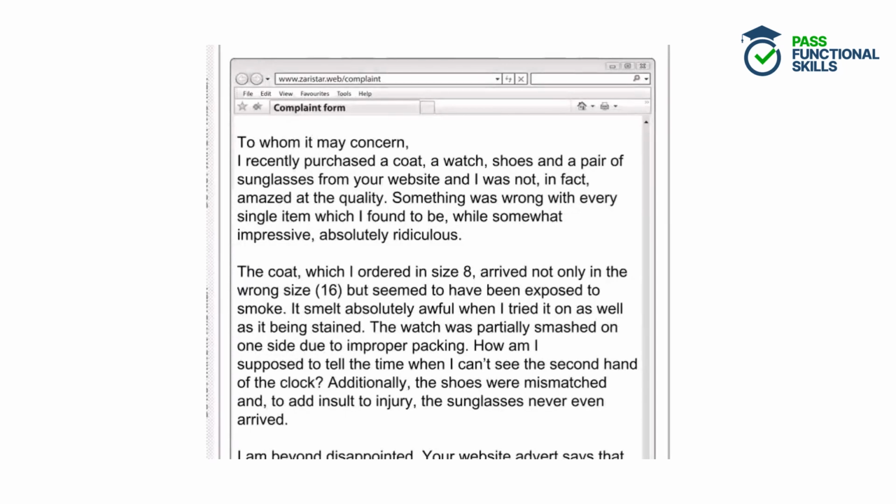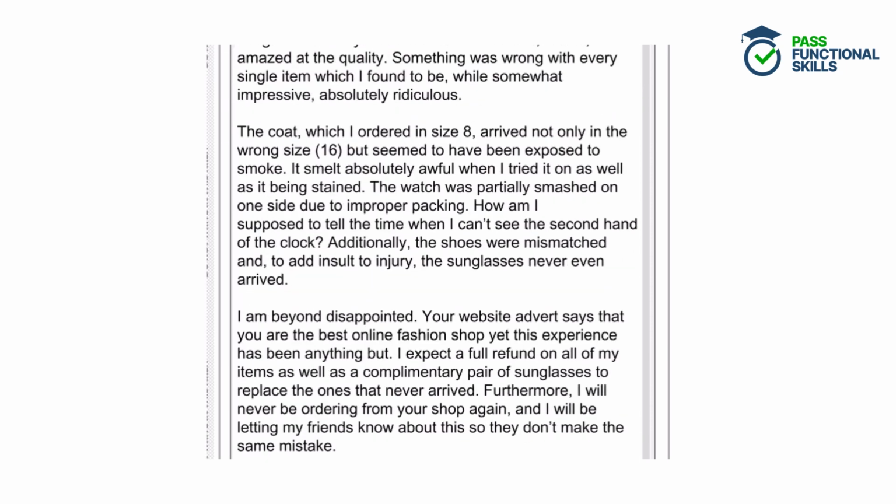To whom it may concern. I recently purchased a coat, a watch, shoes and a pair of sunglasses from your website, and I was not, in fact, amazed at the quality. Something was wrong with every single item, which I found to be, while somewhat impressive, absolutely ridiculous. The coat, which I ordered in size 8, arrived not only in the wrong size, 16, but seemed to have been exposed to smoke. It smelt absolutely awful when I tried it on, as well as it being stained.